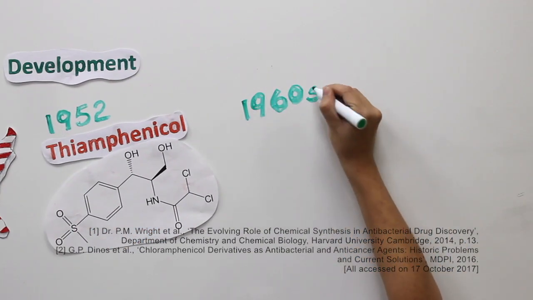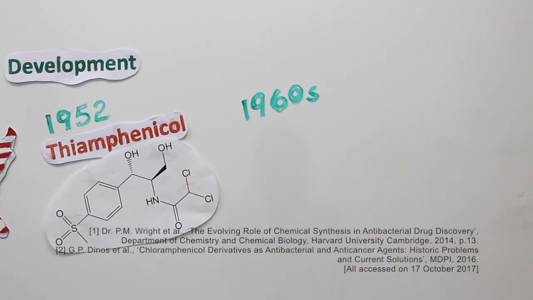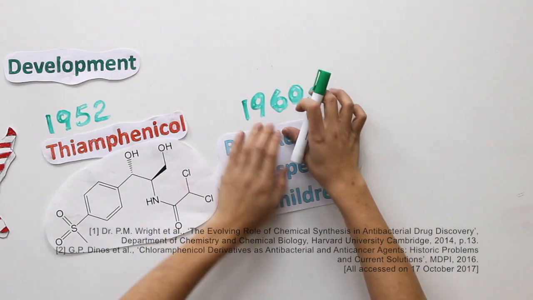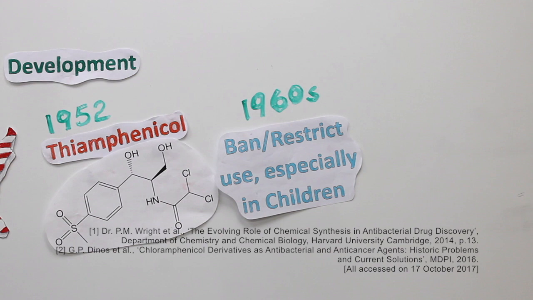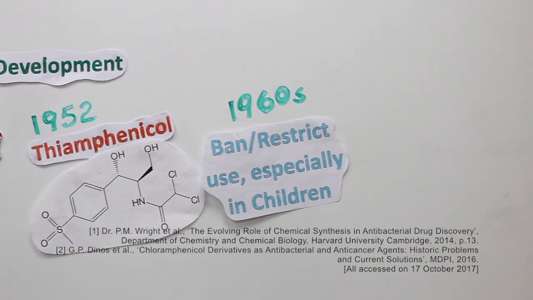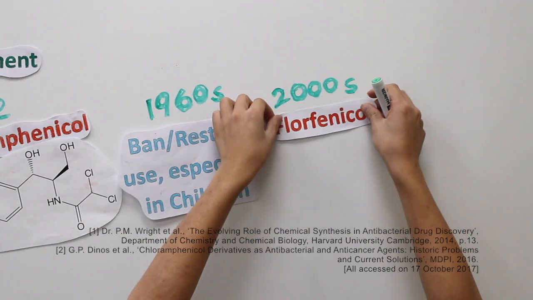By the early 1960s, more than 1,000 cases of severe bone marrow aplasia were attributed to the use of chloramphenicol. As a result, chloramphenicol usage was placed under restrictions. This, however, didn't stop the research because of the rise in antibiotic resistance. Florfenicol was discovered in the early 2000s.